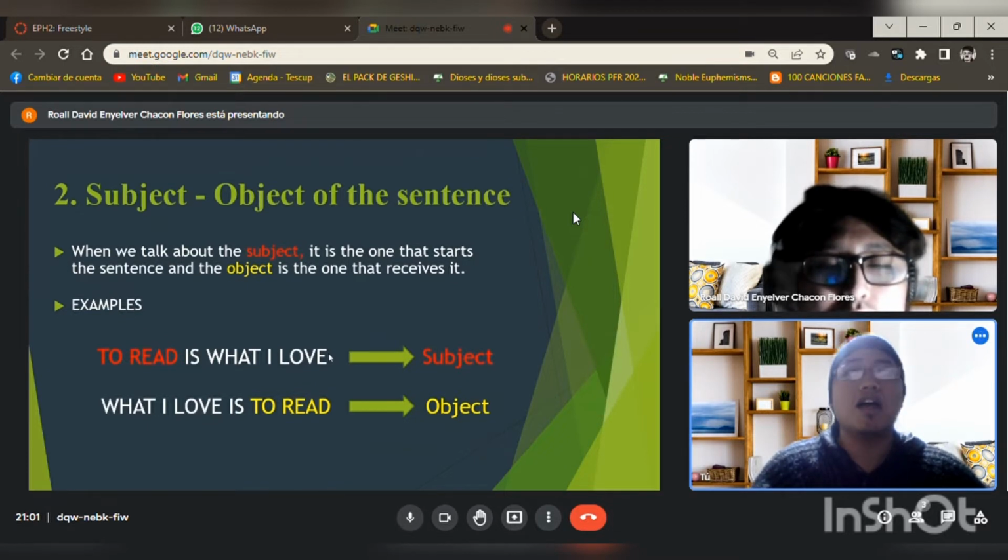Now, some sentences work like this with the infinitive and also with the gerund, but others will not work like that. Next, please.